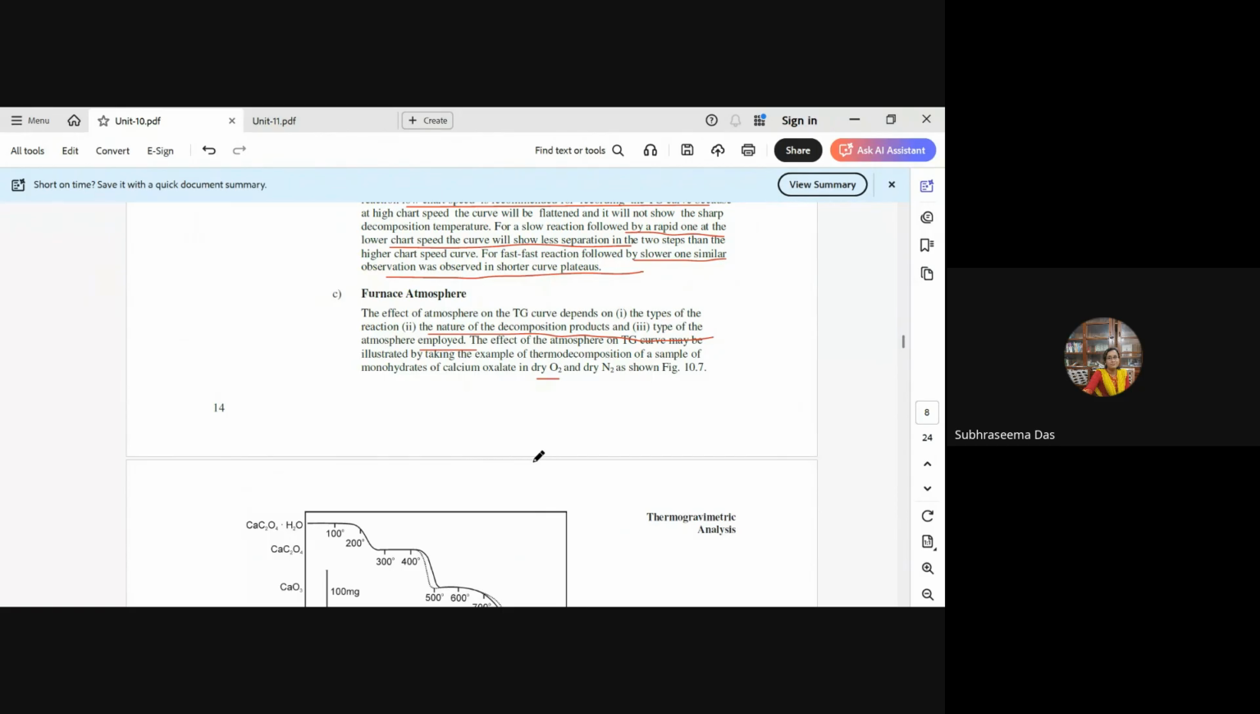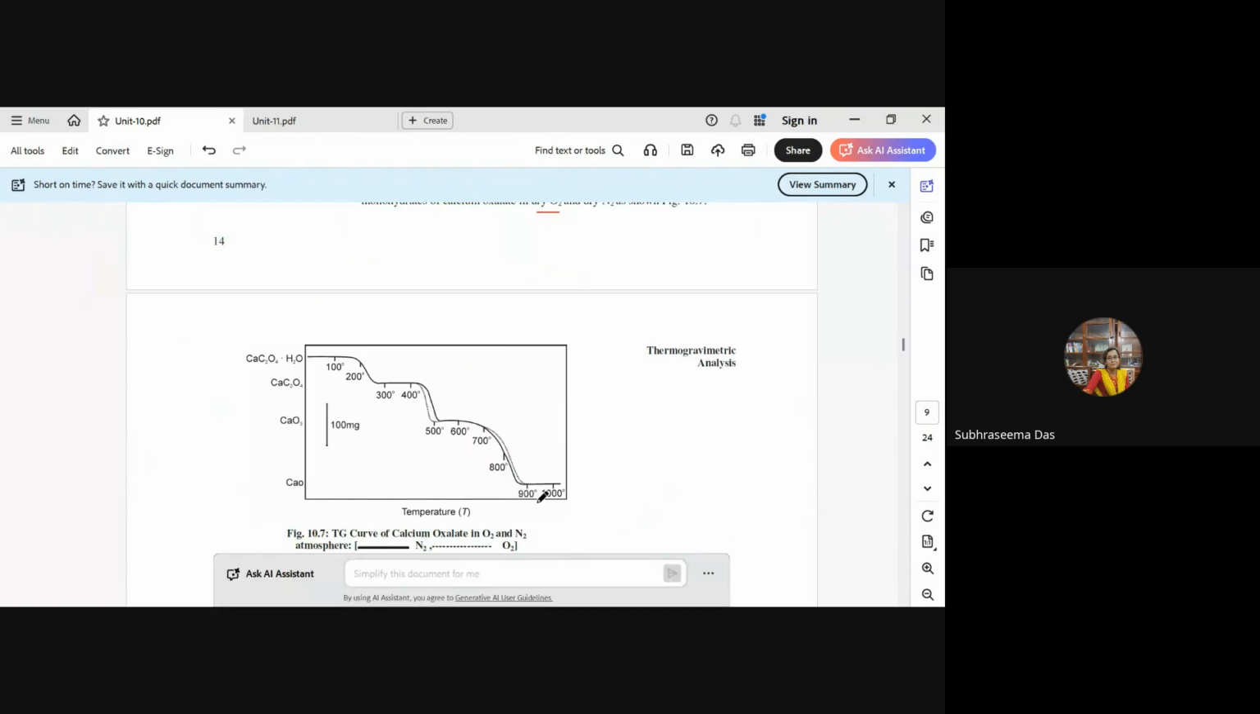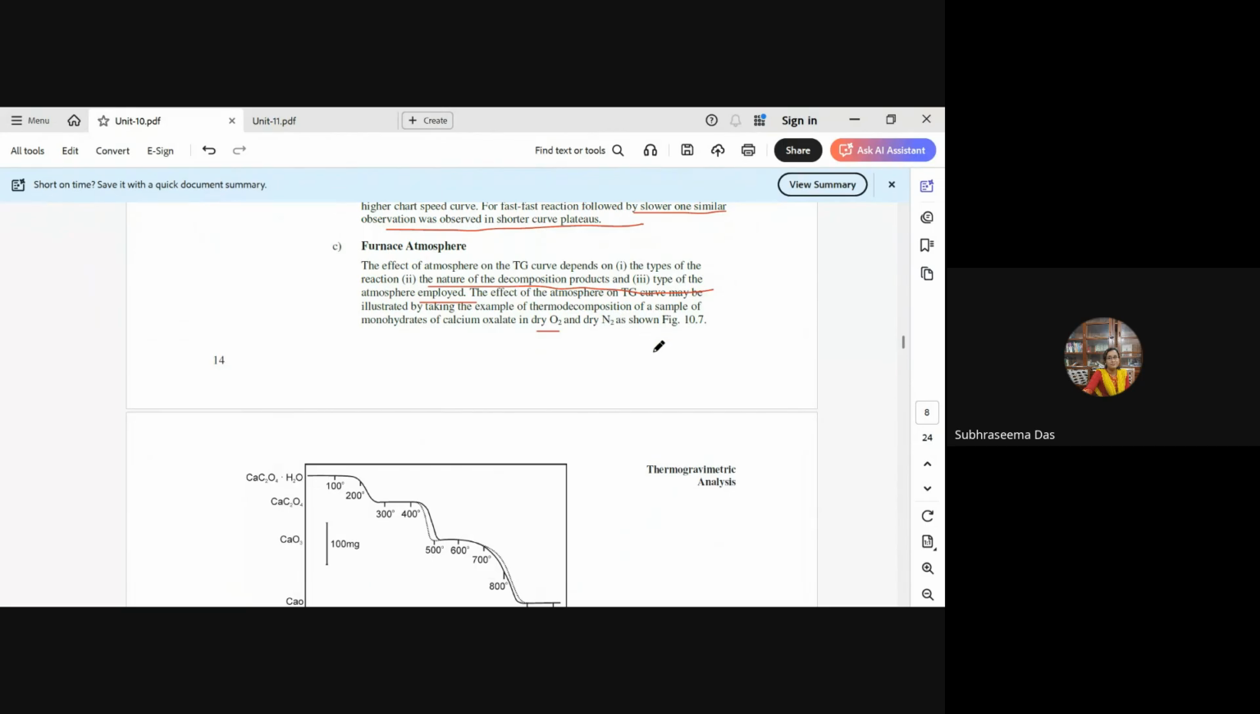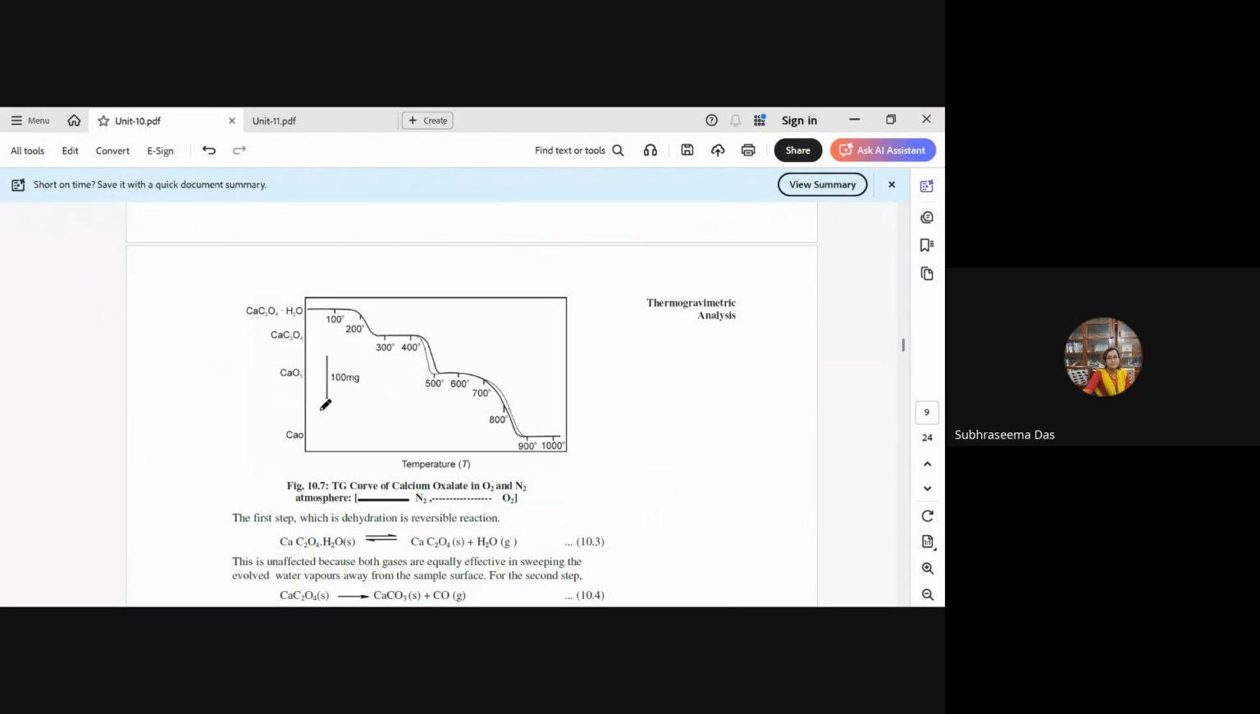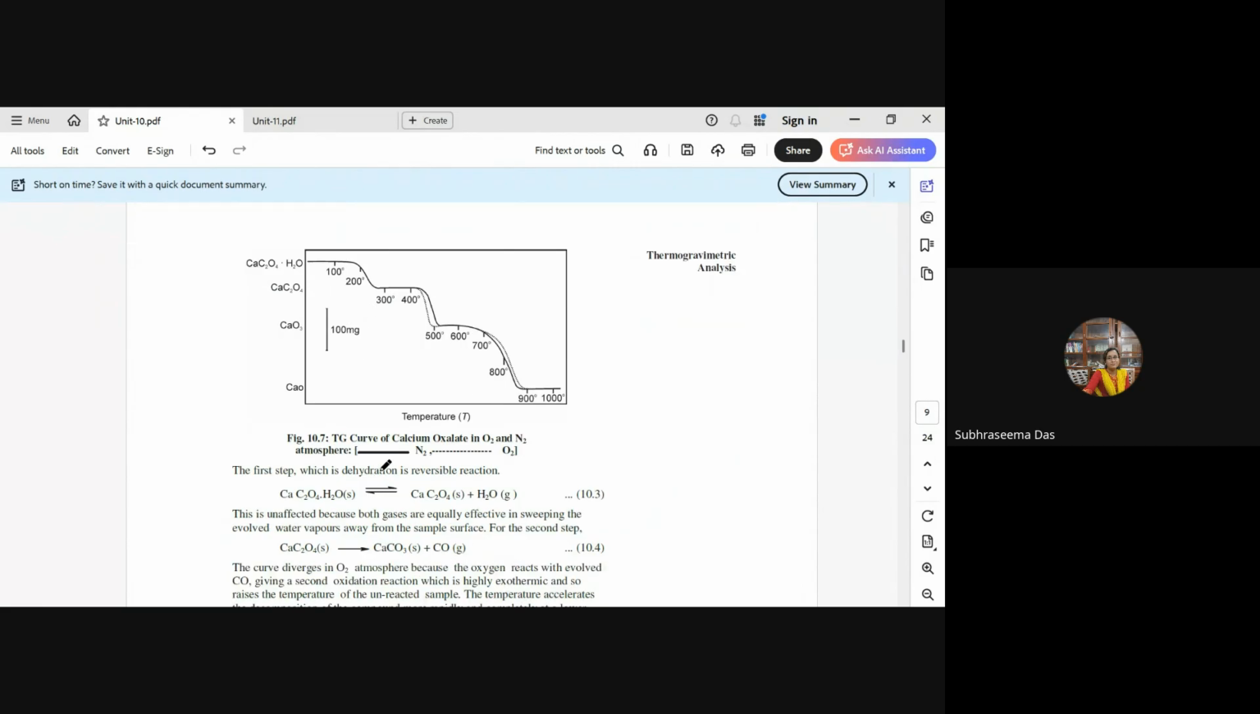Here in figure 10.7, the TG curve of calcium oxalate in dry O2 and dry N2 has been shown. If we look carefully, the N2 atmosphere is represented in bold lines, and the O2 atmosphere in dotted lines. There are various stages of decomposition of calcium oxalate. The first step is the dehydration process, where the moisture is first removed in the form of H2O. Then from 100 to 200 degrees centigrade, both curves go in a similar way and there is no change.